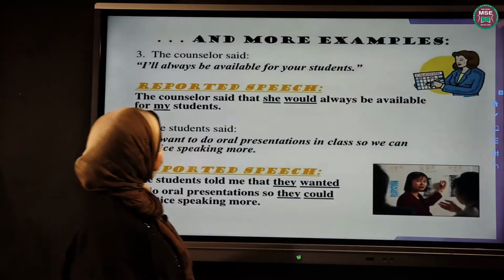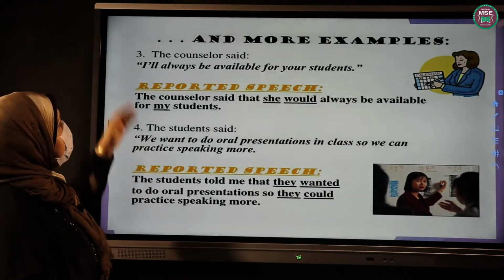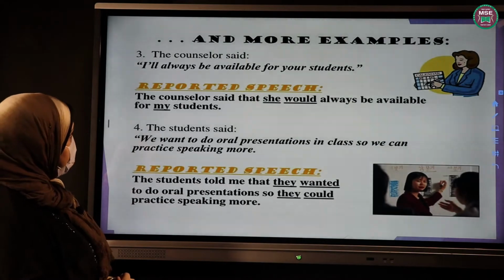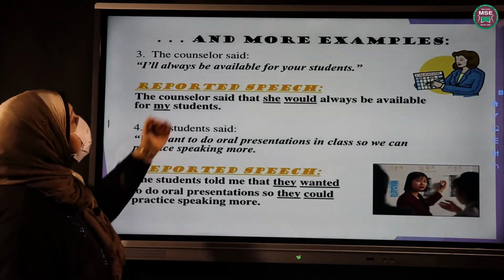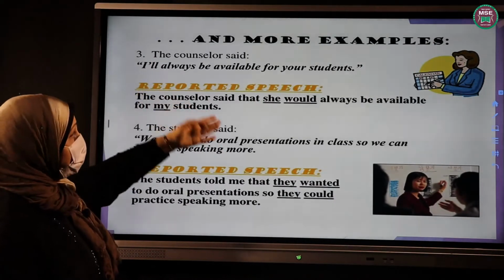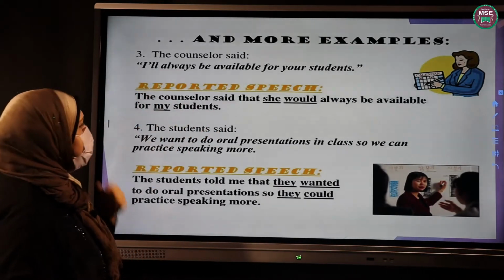Okay, so let's take more examples. The counselor said, "I will always be available for your students." In reported speech, you're going to say, the counselor said that she would, because I have will, it's going to be would. If it is shall, it's going to be should, always be available for my students.